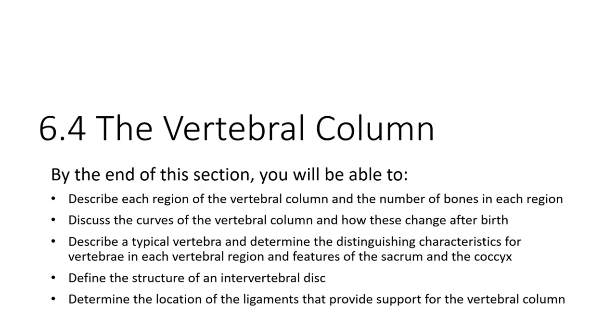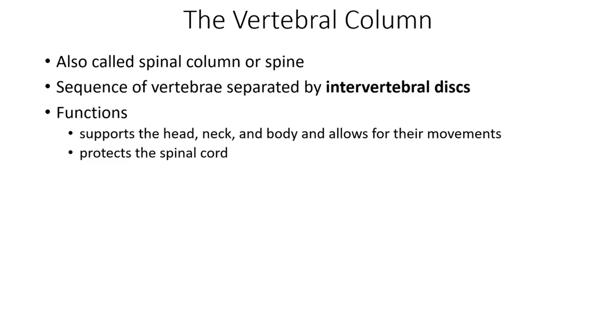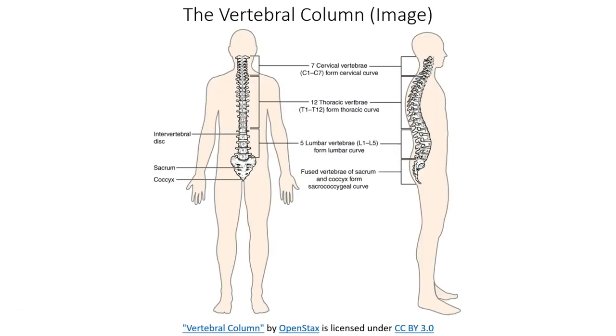Next up is the vertebral column. So we've already covered a lot of this in lab, so we're not going to go into a lot of detail here. Vertebral column, spinal column, or spine, all interchangeable terms. So these are vertebrae separated by those intervertebral discs made out of cartilage. It's going to support the head, neck, and body and allow for some of the movements, as well as protecting that spinal cord, really important.